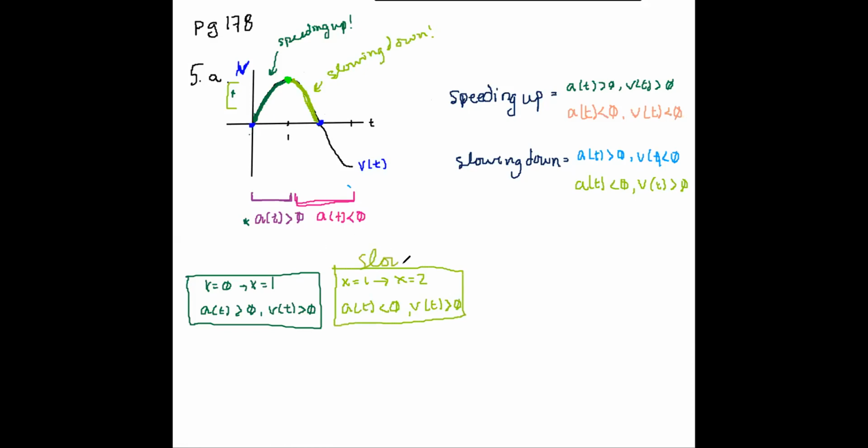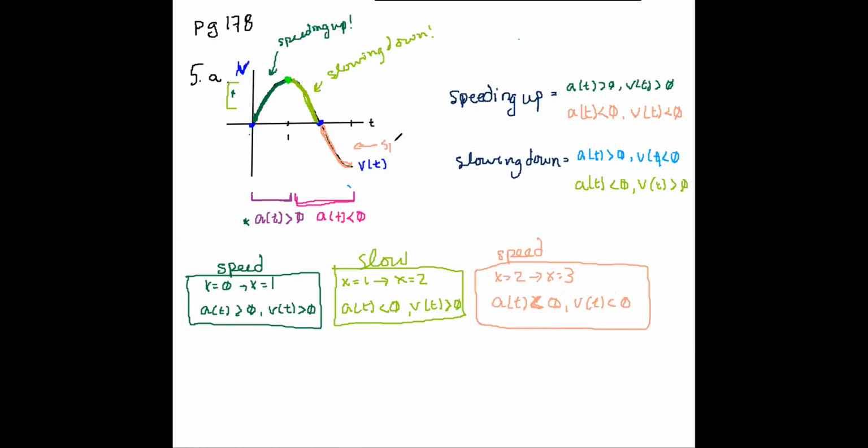All right, how about this last condition? Here I have acceleration that is less than 0 and velocity that is less than 0. So it is speeding up. Yeah. So from x equals 2 to x equals 3, acceleration is less than 0 and velocity is less than 0, so I'm speeding up as we defined earlier.